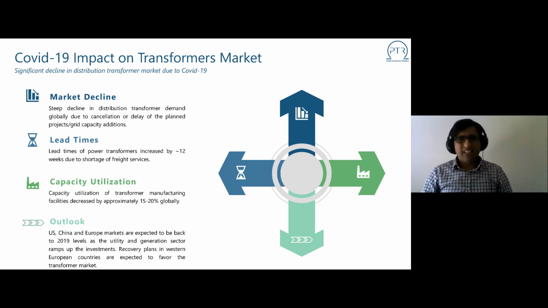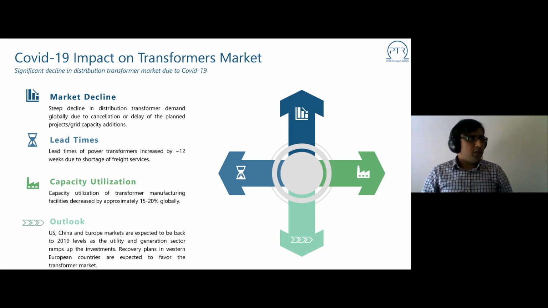Lead times definitely were impacted for the larger transformers, for power transformers. For some of the companies, it was beyond even 3 months in terms of the lead times increase. However, once again, in 2021, lead times are back to normal because overall the situation got better in all the regions where the production is happening, and the lead times improved quite significantly.